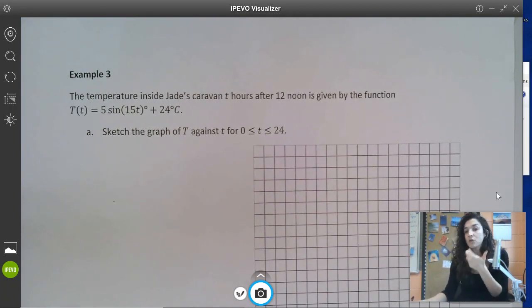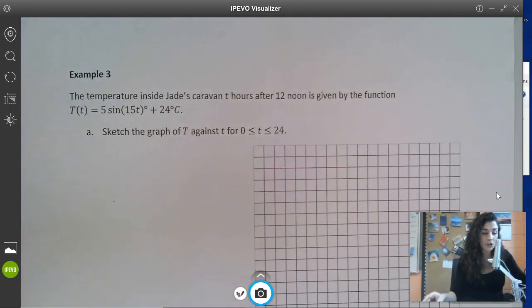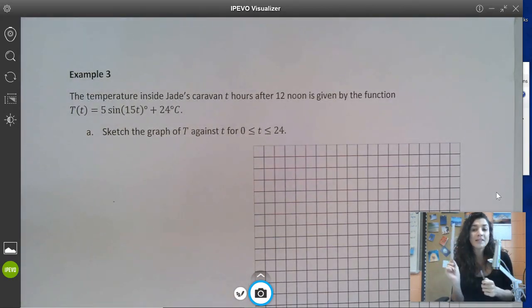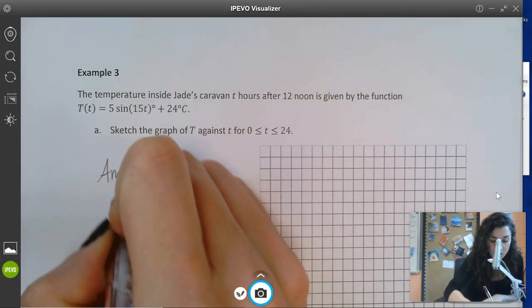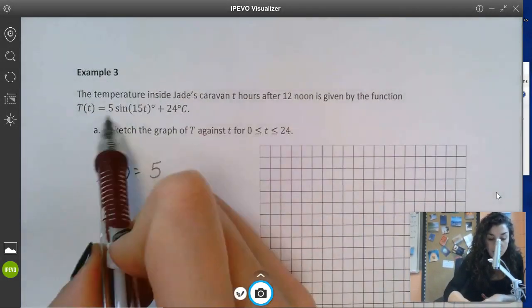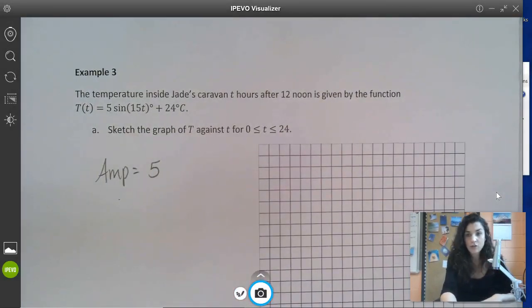So we need to graph this guy. We're talking about temperature and time. So we know that with time we're only talking about positive. Temperature can technically be negative, but let's think about what we know about the graph right away. We know what the amplitude is. The amplitude is 5, the number in front of the trig function.